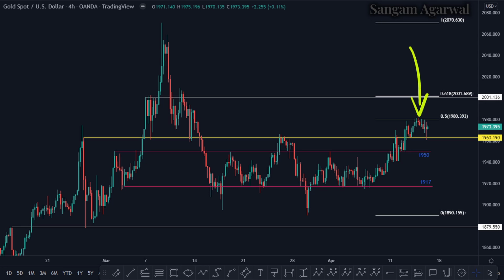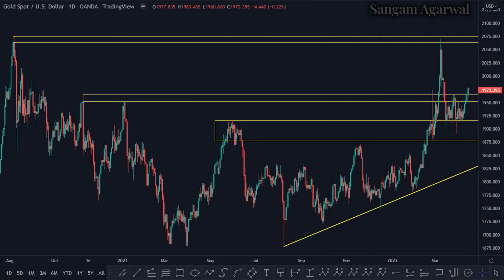To get more information on why price is making support and resistance between 2001 and 1963, we will go to the daily time frame. On the daily time frame, you can see price successfully tested previous resistance and made a strong base, and last week it broke the previous resistance at 1960. After the breakout of this 1960 horizontal resistance, the next target will be the all-time high near 2070.